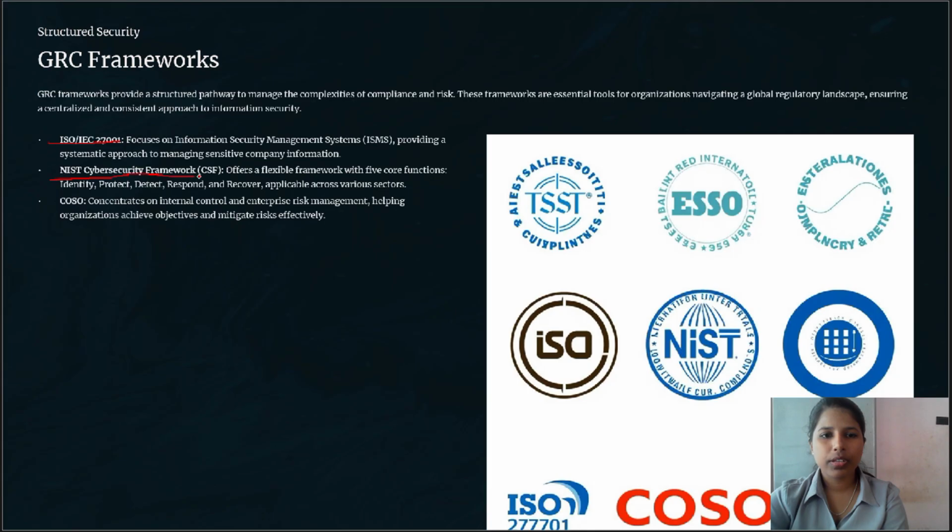And next, it is the NIST Cybersecurity Framework. It is another type of framework which offers a flexible framework with 5 core functions. That is, first we have to identify, then protect, then detect, then respond, then recover. So this is what we have to do.